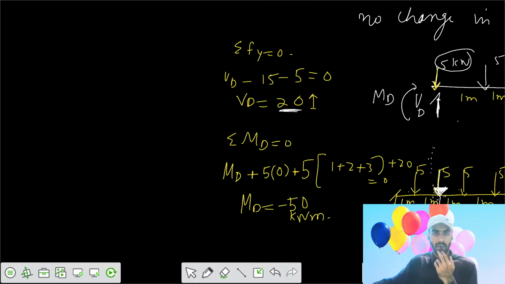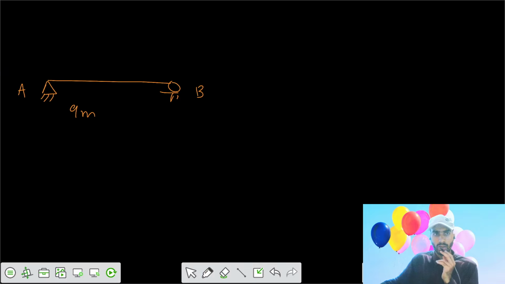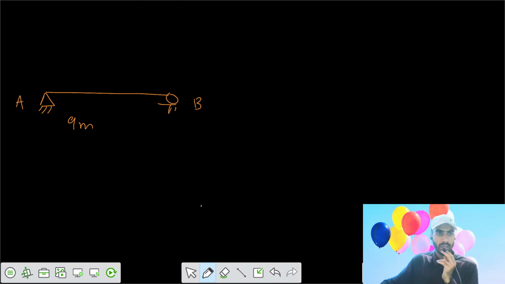Next one is a simply supported beam of length 9 meter. Say this is your support A and your support B. Now the loading intensity is such that here the intensity is 10 kilonewton per meter, and the intensity here is 30 kilonewton per meter.